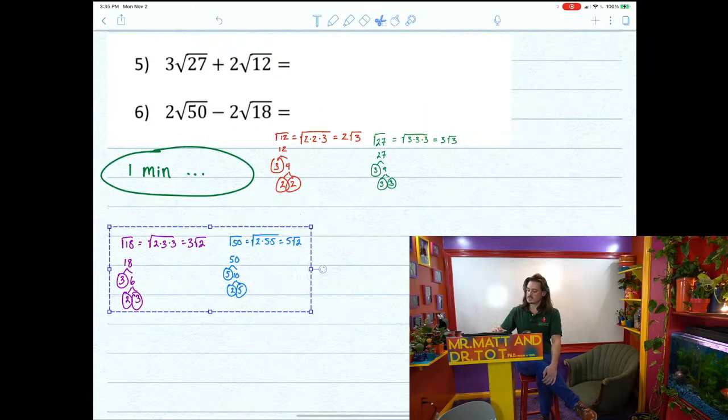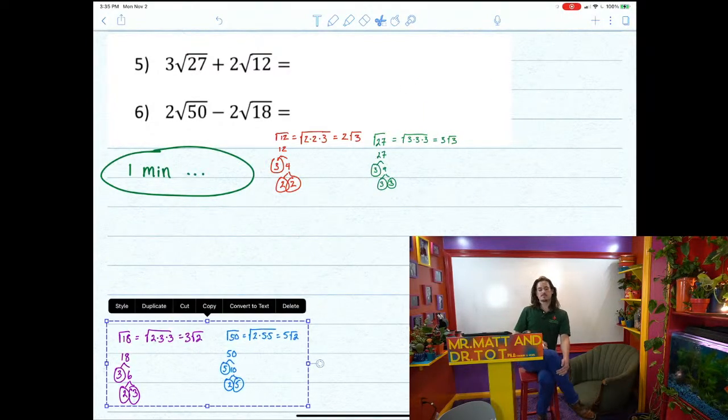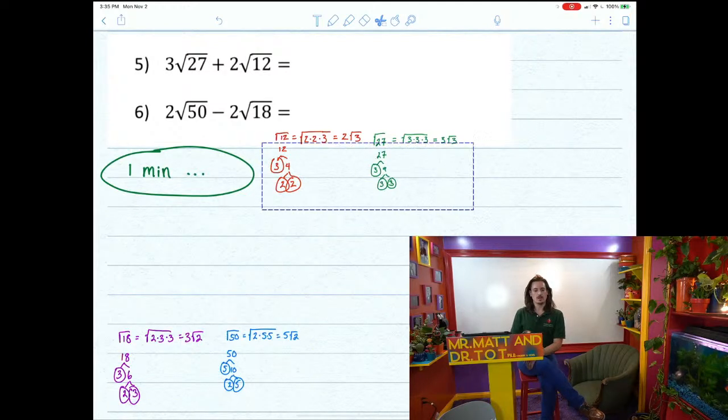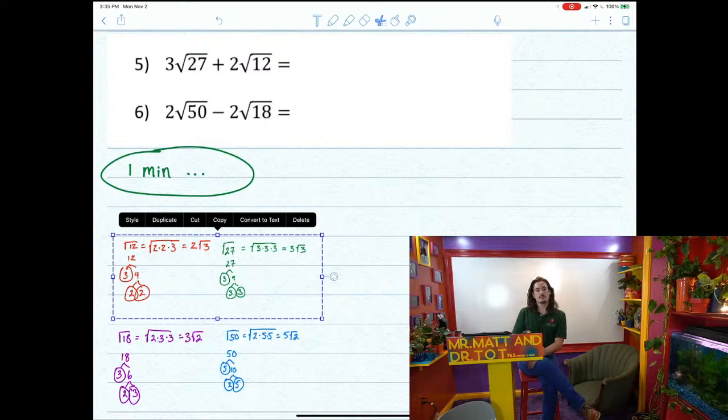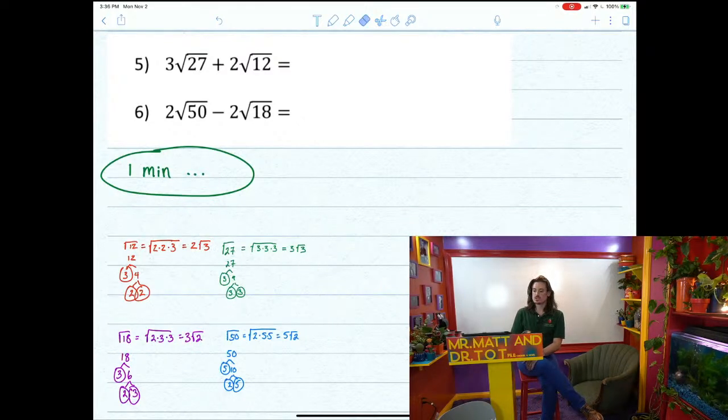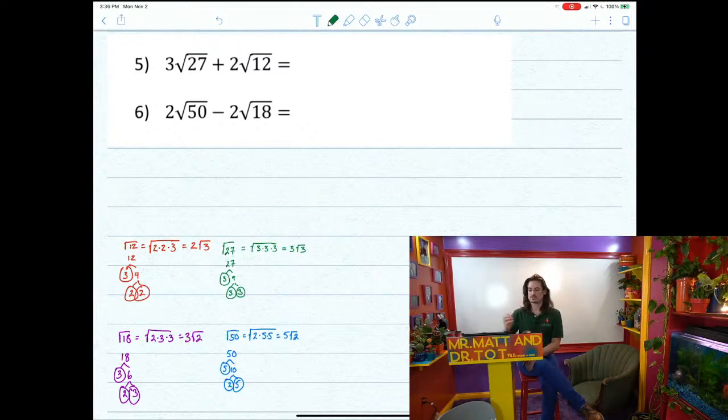Okay, so let's look at these. I started to do some simplification here just while you were working, just to get you started. So remember, we have to have common radicands in order to add or subtract any value with radicals. So the first step is to simplify these guys into common radicals. So the square root of 27, I did that right here.